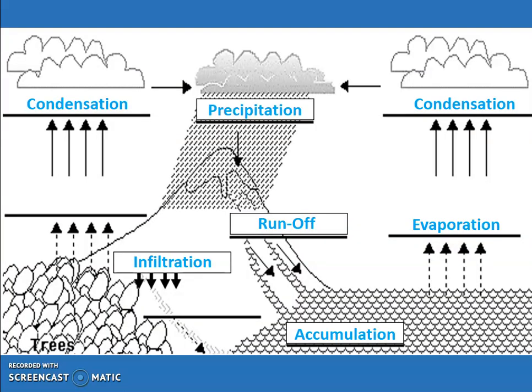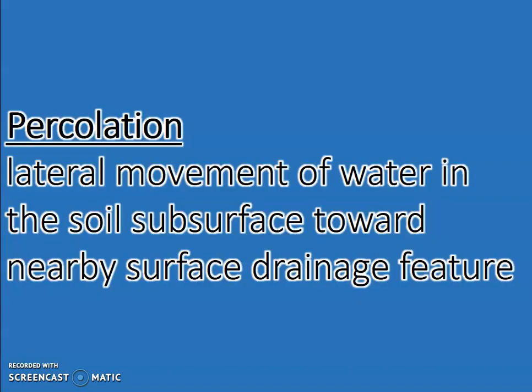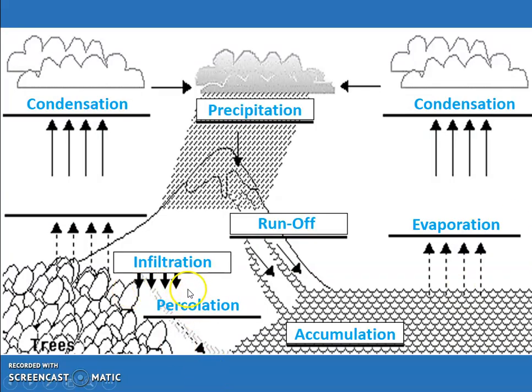Now, when it's in the ground, it's going to want to move sideways. And we call that process percolation. Percolation is that side-to-side movement of water once it's already in the ground. The exact definition we're going to use is the lateral movement of water in the soil subsurface towards nearby surface drainage features. When you see the word subsurface, that just means below the surface. So after it's in the ground, it's going to move through the ground. Either it's going to percolate through the ground and eventually come out into water and accumulate again, or it's going to percolate through the ground and then be absorbed by the trees.